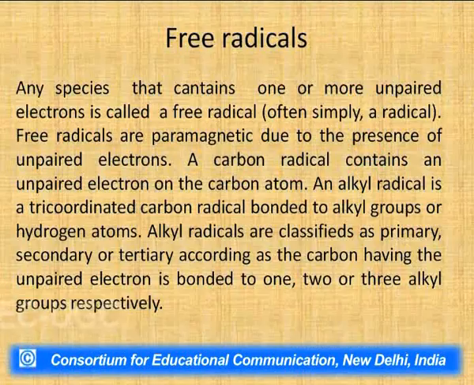A carbon radical contains an unpaired electron on the carbon atom. An alkyl radical is a tri-coordinated carbon radical bonded to alkyl groups or hydrogen atoms. Alkyl radicals are classified as primary, secondary, tertiary according as the carbon having the unpaired electron is bonded to 1, 2, 3 alkyl groups.